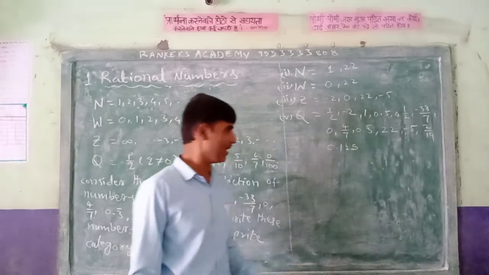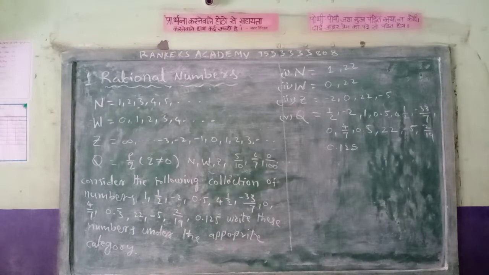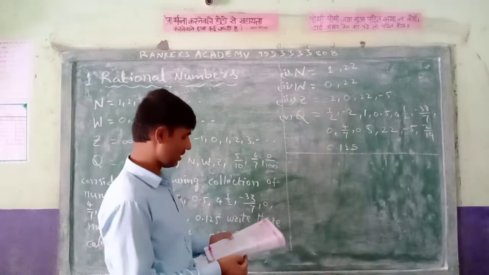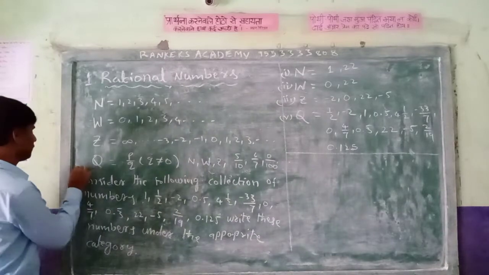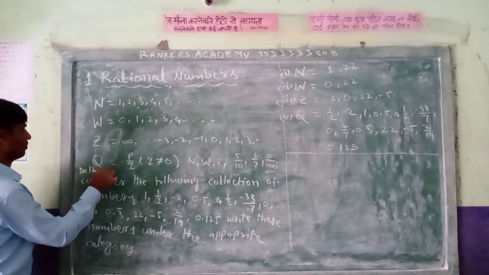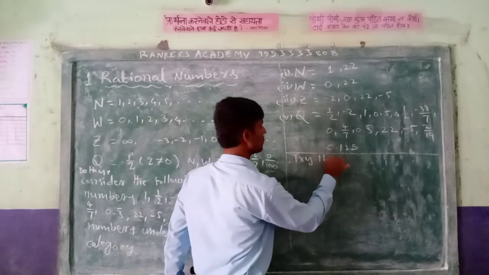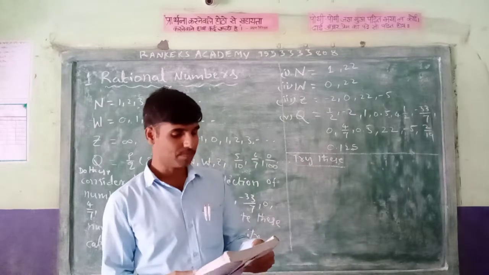Okay. Next we have to see Try This. Try This is also given, we have to do it. What did they give in Try This? Yes, see, I will explain this one. Once you check it, what they gave. So try this. These are the problems to do.